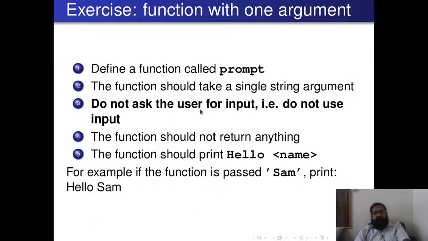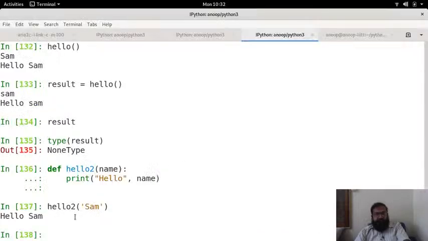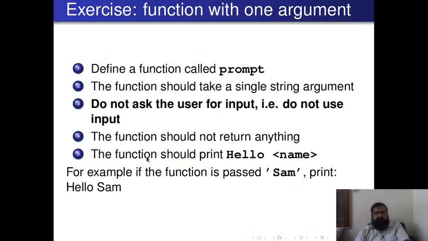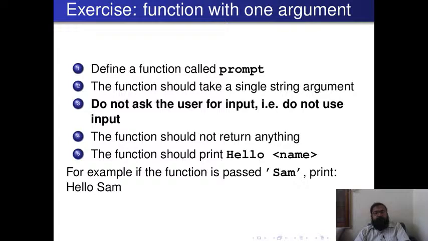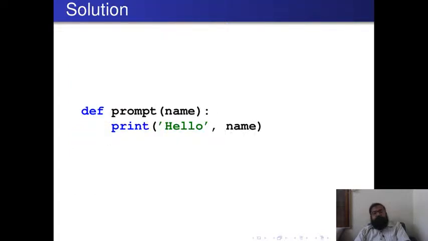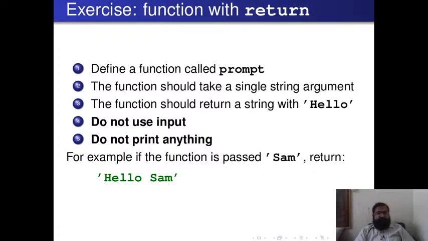Okay, so we have a function which takes one argument, which is a single string argument. It does not ask the user for any input. The function does not return anything, correct? And the function prints hello Sam or hello Advait, whatever. Okay, so that is another function. Now we can have another function with return. So this is something that you should try.